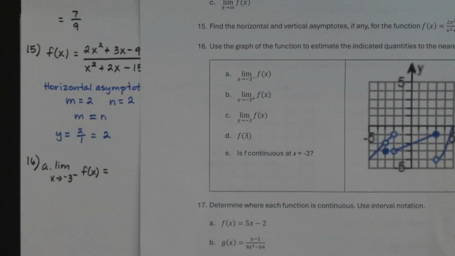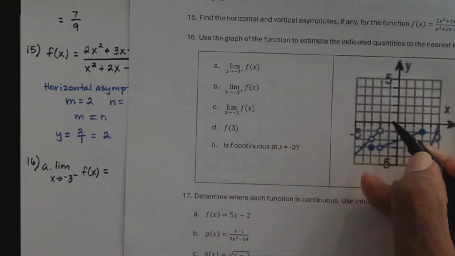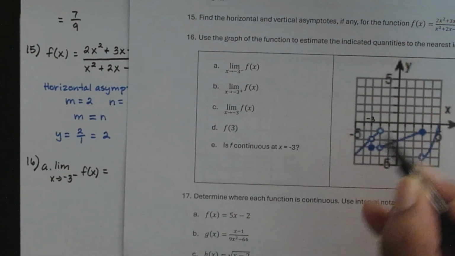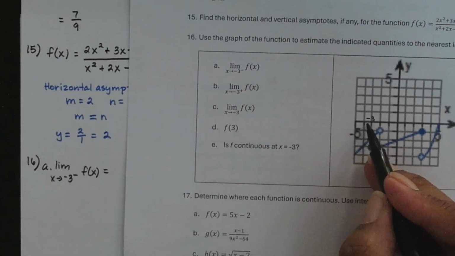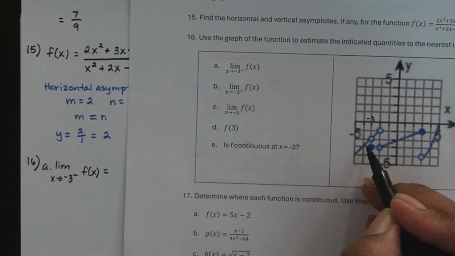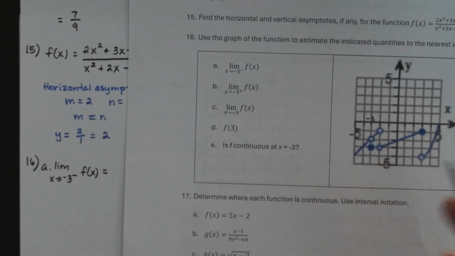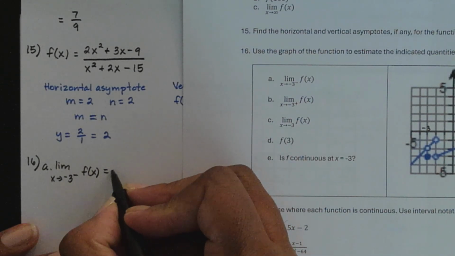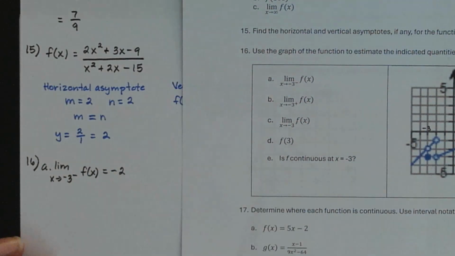So here in this graph, we need to find -3. So here, -1, -2, -3 is over here. As we come in from the left of -3, the graph is getting closer and closer to what value? -2. So the limit as x approaches -3 from the left of f of x will be -2.